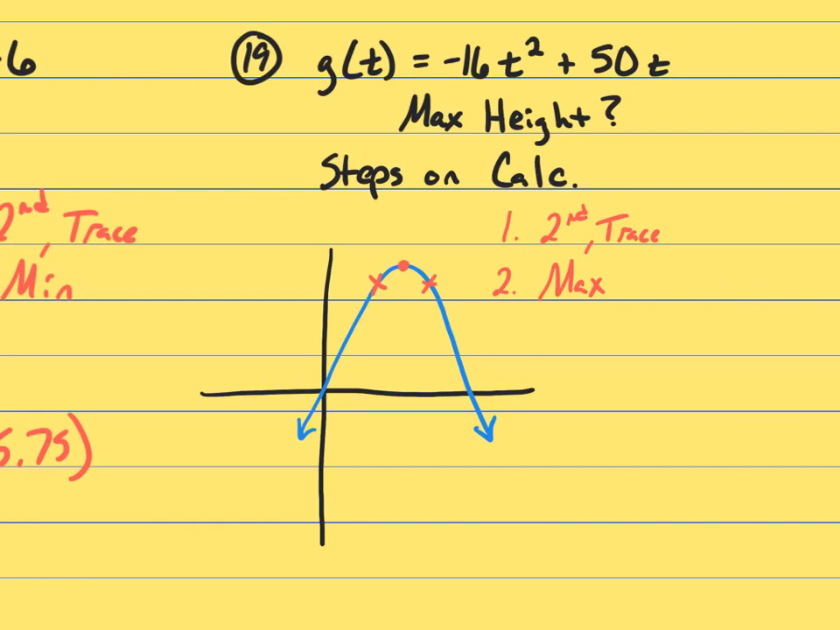And it's going to come up as an answer of 2 numbers, number, comma, something. The first number is always your time, and the second number is your feet. Since they're asking for the maximum height, we're looking for the second number, which in this case was 39.063 feet.